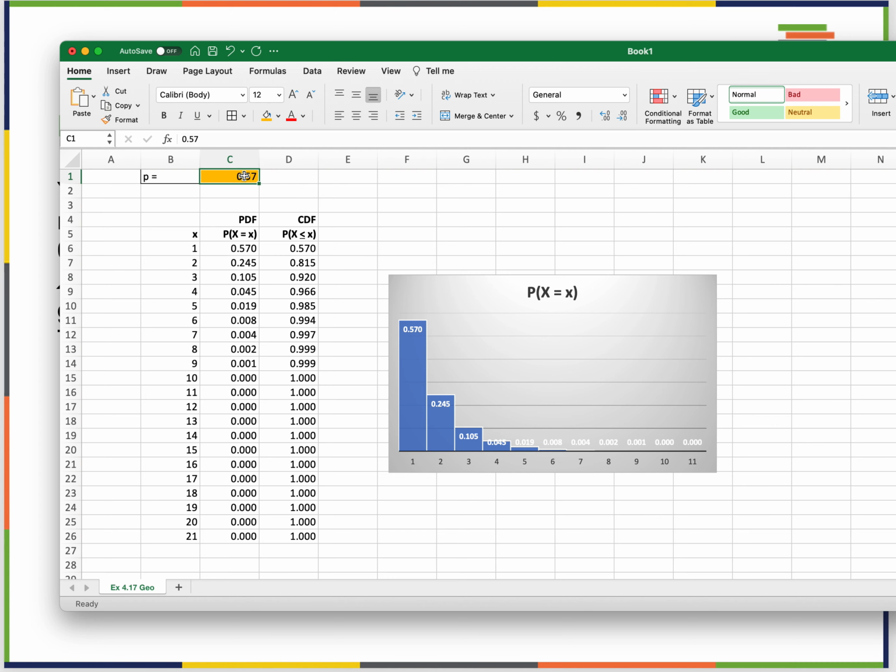If I change this, what if I change this to 50-50? Well, it brings the probabilities down. And what if I make the probability of losing only 25%?